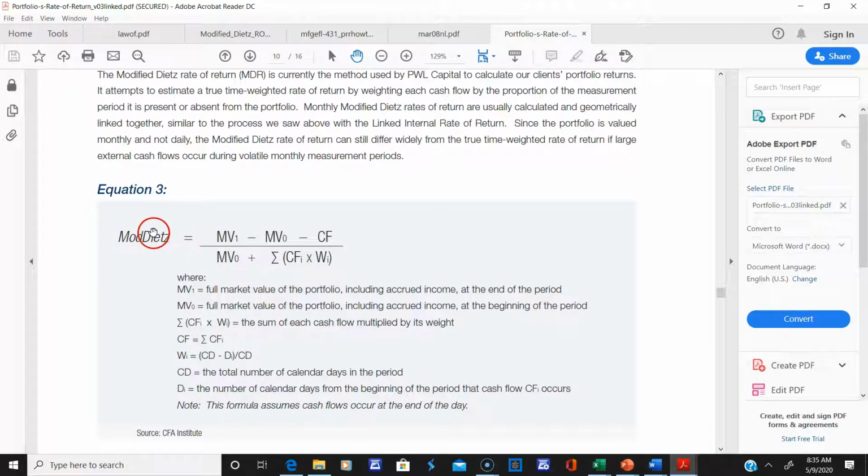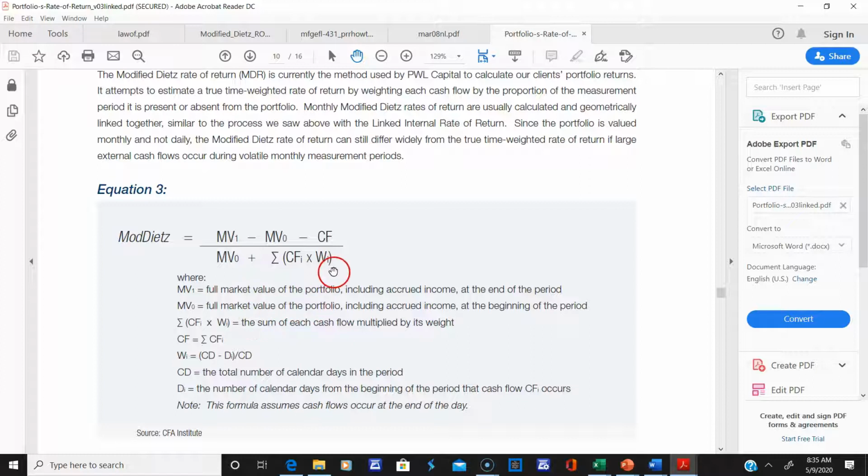Here's the equation for the modified Dietz rate of return. And if you look at each one, this is the full market value of the portfolio, including accrued income at the end of the period. And this is the full market value, including accrued income at the beginning of the period. And basically, CF is the sum of the cash flows. You can see what CF is. It's the sum of the cash flows.